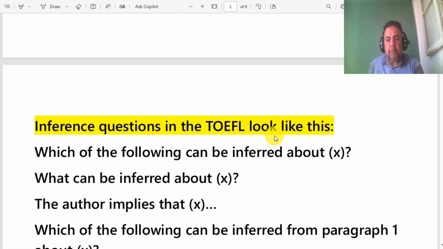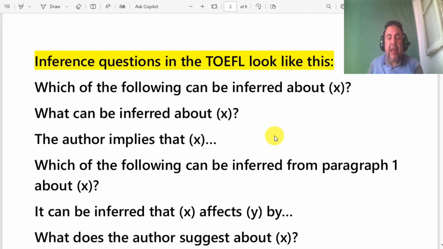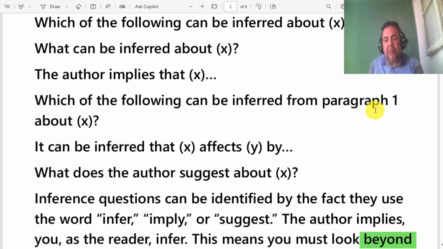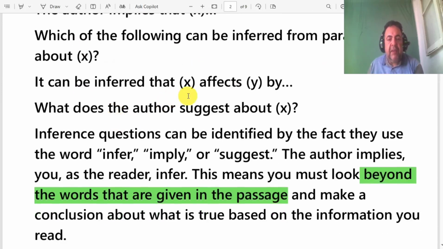Let's move on to see the format and features of the question in the exam. It will be presented in the test like this. You will face this kind of question in this form. Which of the following can be inferred about X? Okay, what can be inferred about X? The author implies that X. Which of the following can be inferred from paragraph 1 about X? It can be inferred that X affects Y by blah blah, okay? What does the author suggest about X? All of these forms can appear in the test as an inference question.